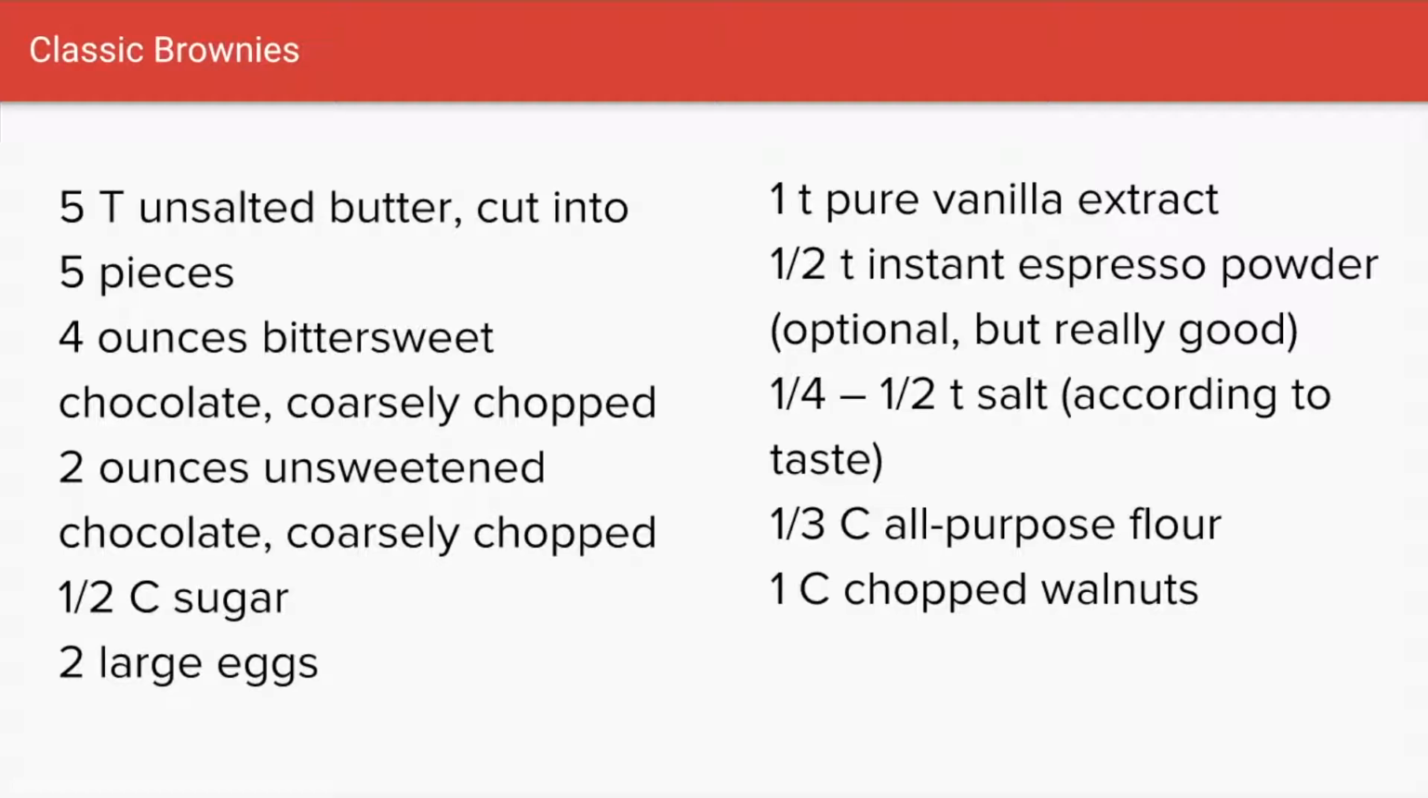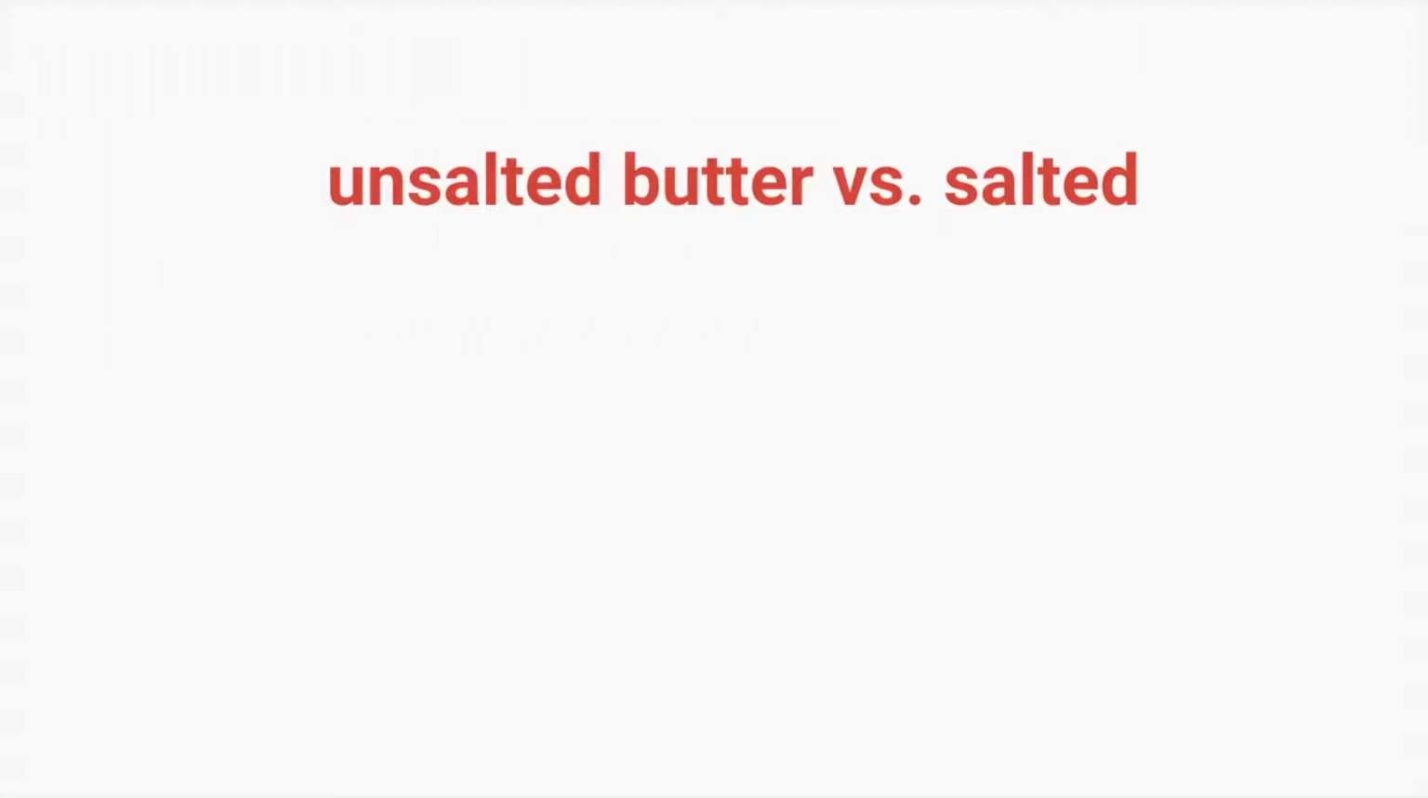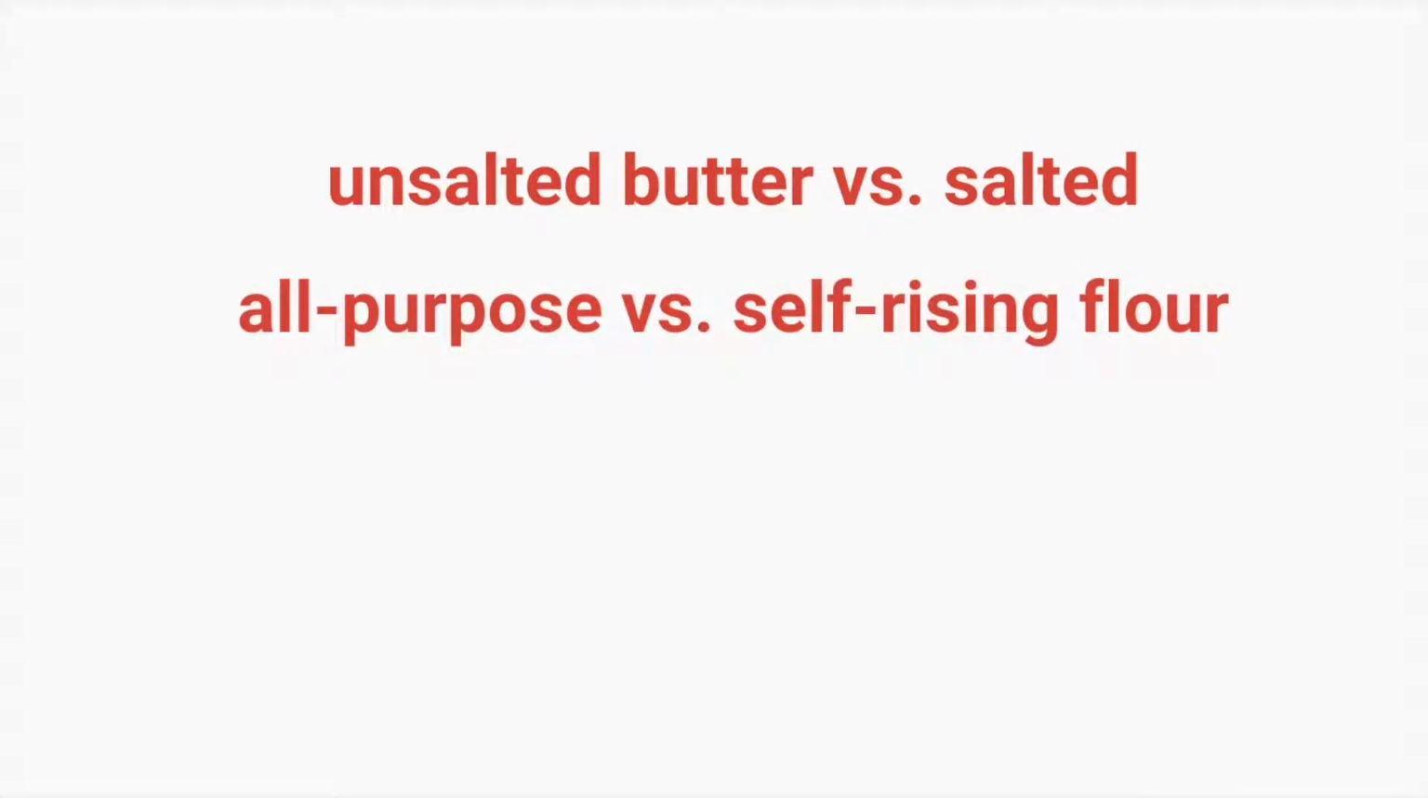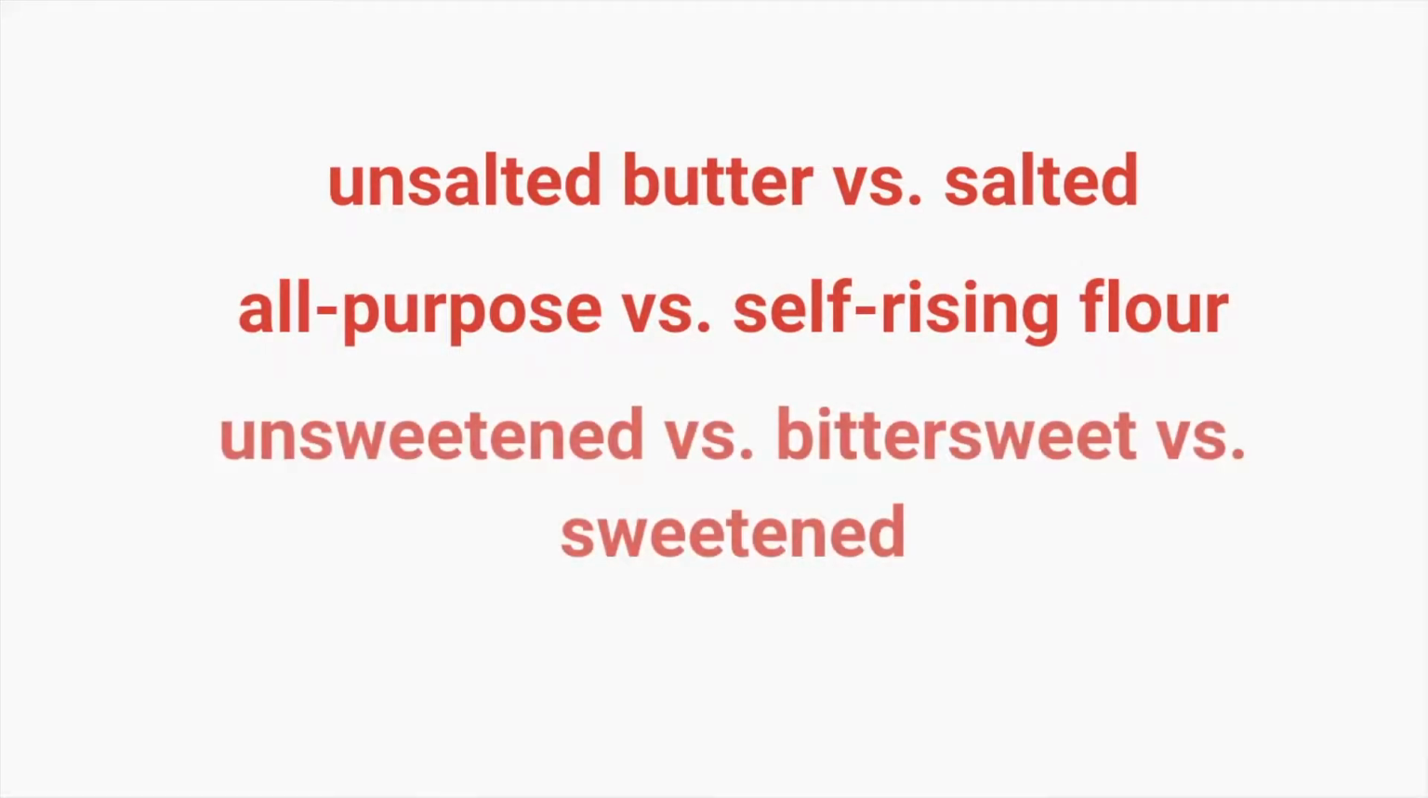This list tells you a lot about the recipe you're going to make. First, note any specifics the recipe chooses to include. For example, unsalted butter versus salted, all-purpose flour versus self-rising flour, unsweetened chocolate versus bittersweet versus sweet. These things all matter and can potentially alter the taste and texture of the final outcome.